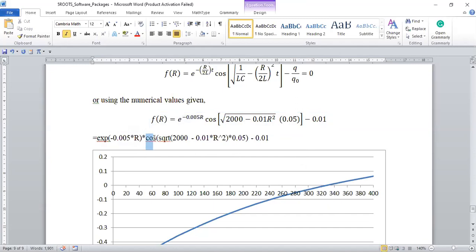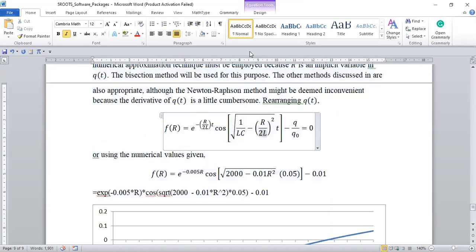Then cos. Then there's a square root. This is the square root, so this is SQRT, 2,000 minus 0.01 multiplied by R squared. So this is the R squared, then times 0.05, then minus 0.01. So let's go back to Excel.